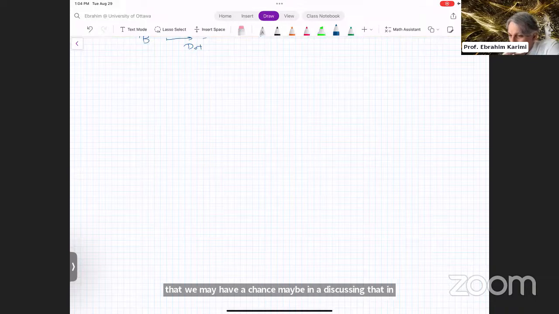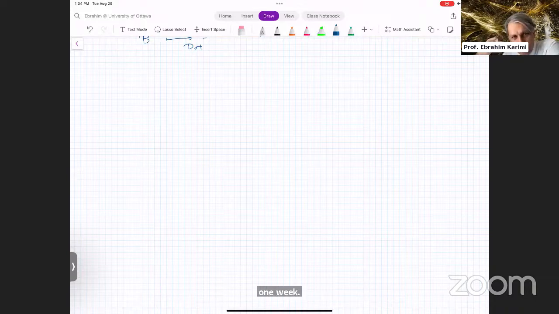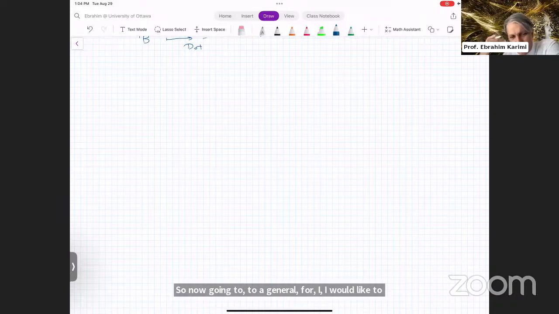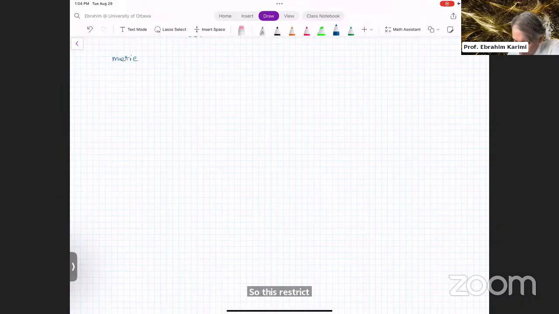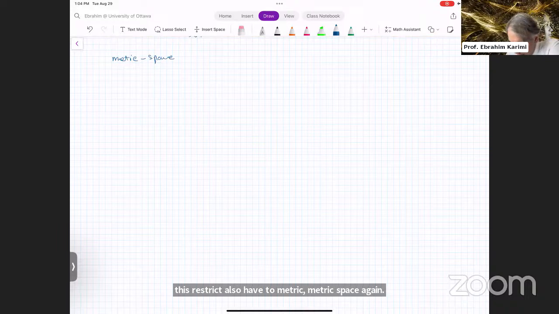So now, going to a general formalism, why would I like to discuss this language of tensors? Because it allows us to do any calculation of derivatives in a very smart and elegant way. So let's restrict ourselves to metric space again. In this metric space, or Riemannian space, it's very important to find a metric, and from the metric we can do all of those calculations easily.